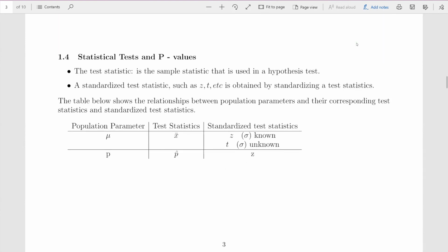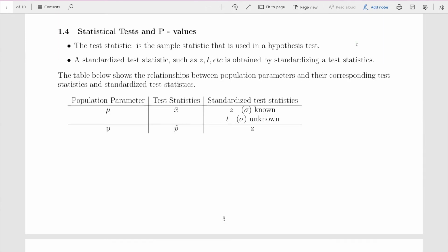And then in hypothesis testing, you have to come up with a statistical test. And from your statistical test, you can get the p-values, right, for your hypothesis testing. So a test statistic, right, is a sample statistic that is used in hypothesis test.